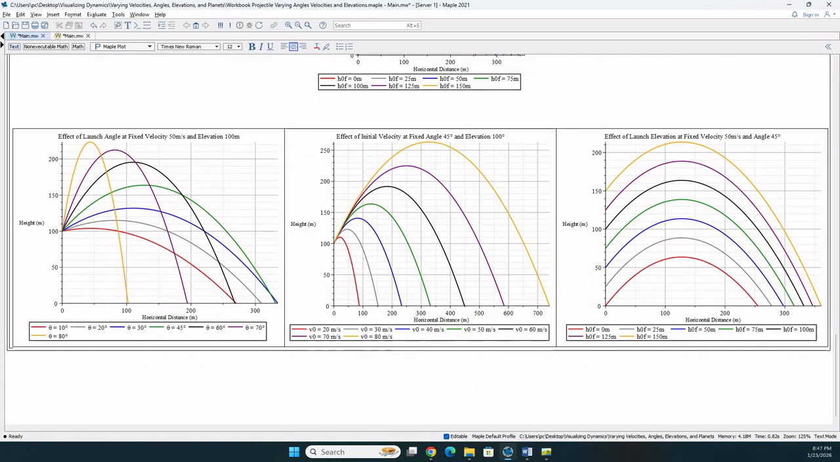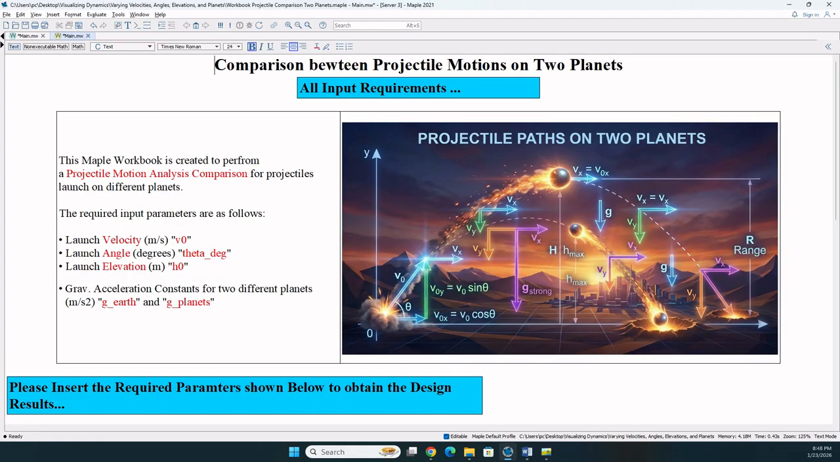In the second Maple workbook that I will be showing you today, we will be doing exactly that. We will be performing a comparison between projectile motions on two planets. The user is required to insert the following information: launch velocity, launch angle, launch elevation. These pieces of information will be kept constant for both planets. Then the user needs to insert the gravitational acceleration constants for two different planets. Let's say planet Earth and planet Mars.